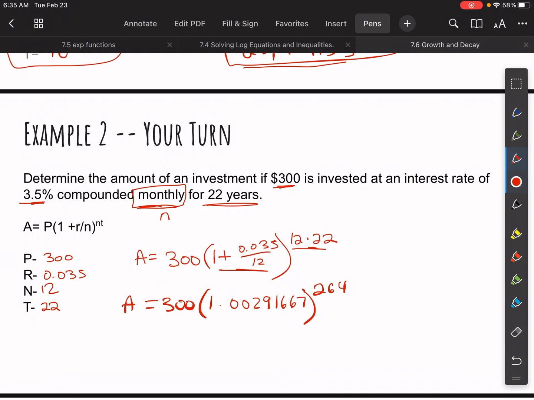If you do this in your calculator now, we're going to do 1.002916667, take that to the 264th power. Then multiply that by 300. And you should be getting something approximately close to $647.20. Something like that. Okay, so let's keep cruising here.